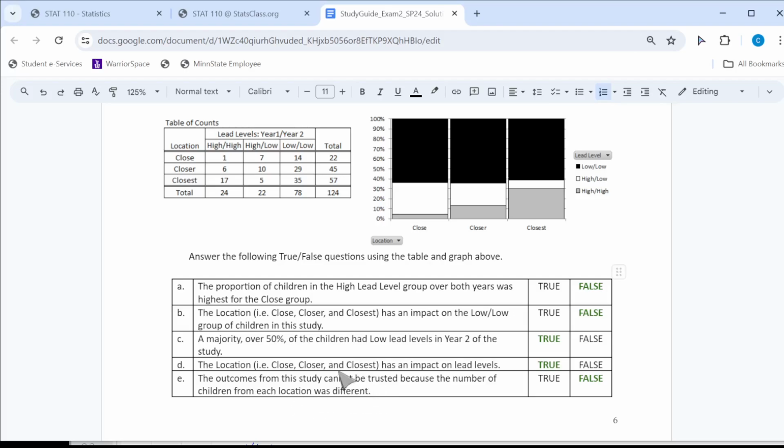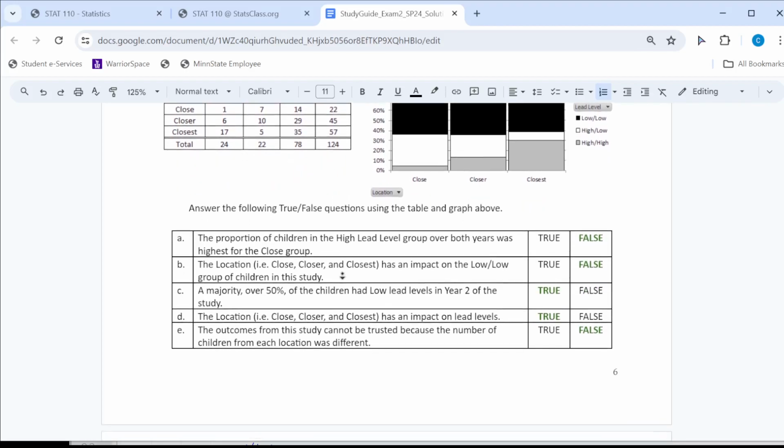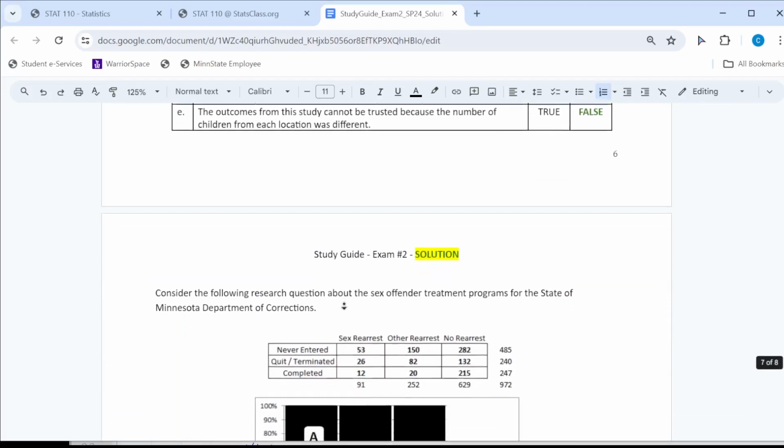And this is a false statement, because we're doing everything based on row percentages, so you don't have to worry about the fact that those are different numbers. You don't have to have the same number in every study, each group, to make comparisons. That's why we're doing everything with row percentages.